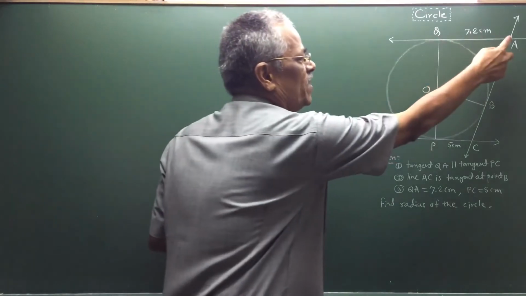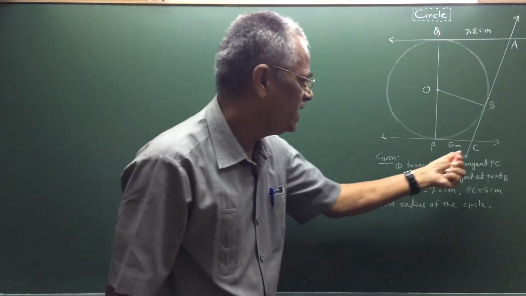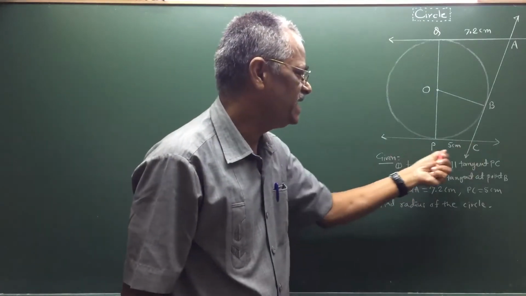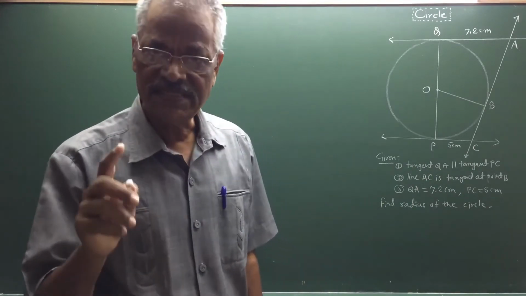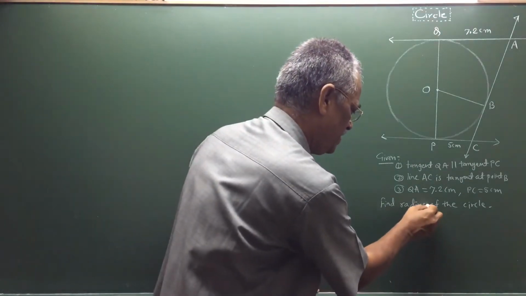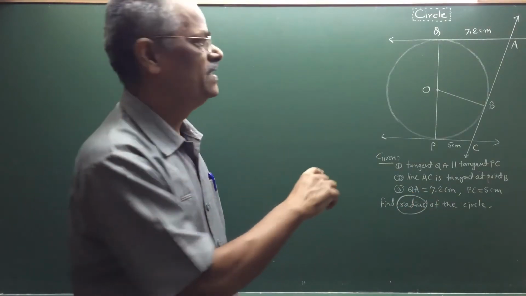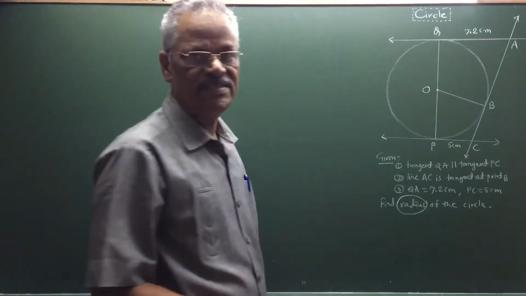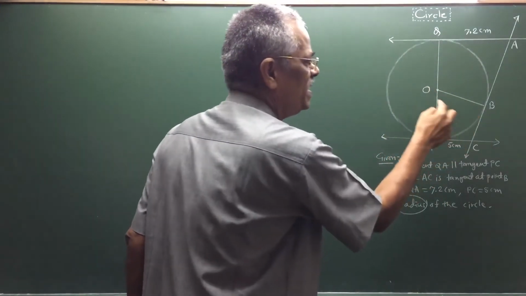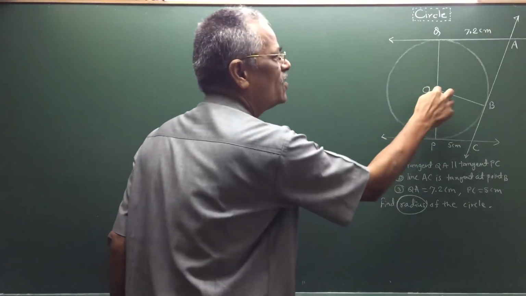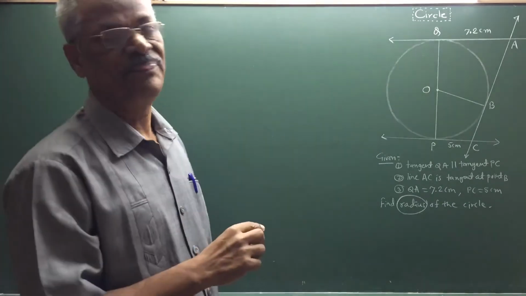And the length of tangent segment QA is 7.2 centimeter, and the length of tangent segment PC is equal to 5 centimeter. This is given. And see the question: find out the radius of the circle. Very interesting example. You have to calculate length OB or OP or OQ. You are going to calculate the radius of the circle.